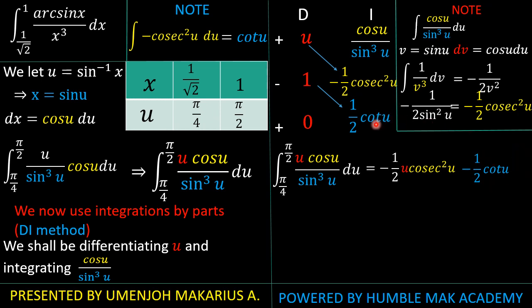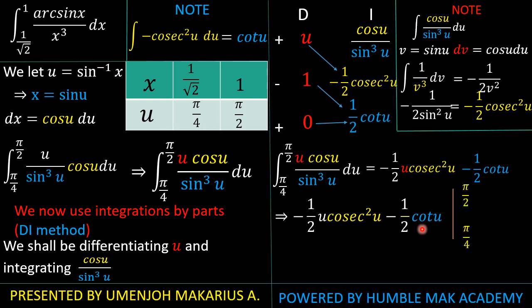Great. Then, friends, if we multiply 0 and 1/2 cot u, it simply gives us 0, which means we are integrating nothing. So we simply forget about it, guys. We are just going to have our answer as negative 1/2 u cosec squared u minus 1/2 cot u. The limits are from pi over 4 to pi over 2. So these are the limits of integration.